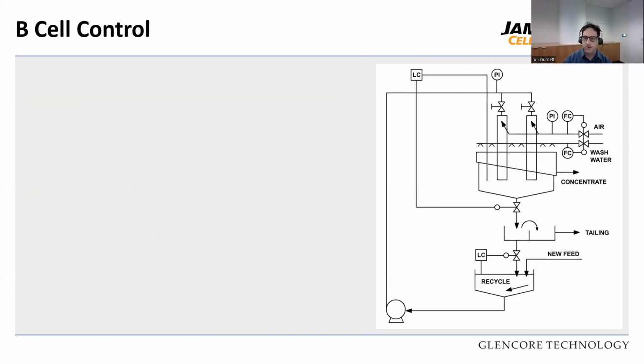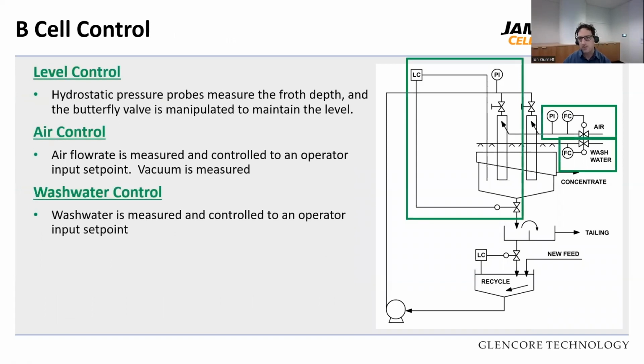Now, going through the B cell control, it's exactly the same measures, just slightly different format. Level control is done through hydrostatic pressure probes to measure froth depth. A butterfly valve at the bottom of the cell is used to manipulate level. The air control is measured exactly the same way. A set point butterfly valve controls how much air you want to let in whilst getting an idea of vacuum. In typical applications, your vacuum should be anywhere between -20 and -10 for most Jameson Cell operations.